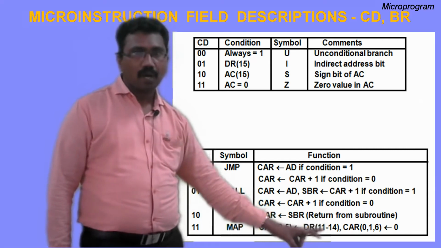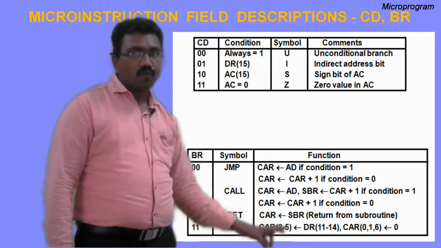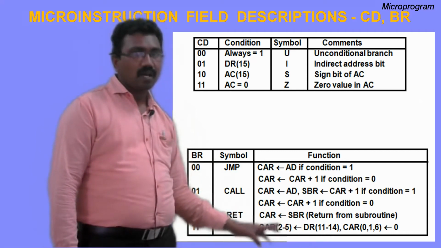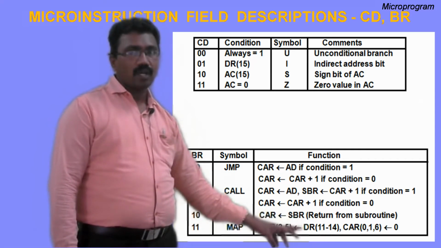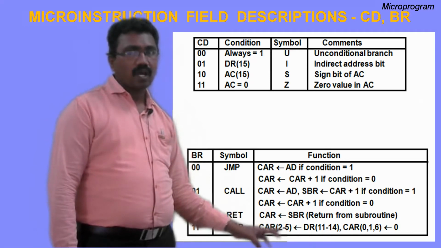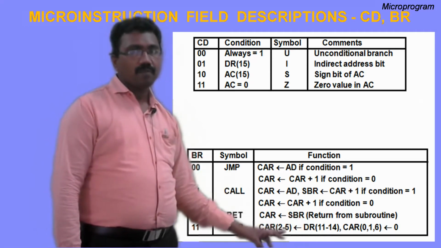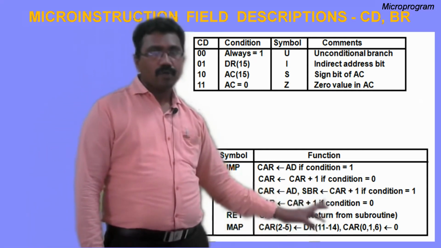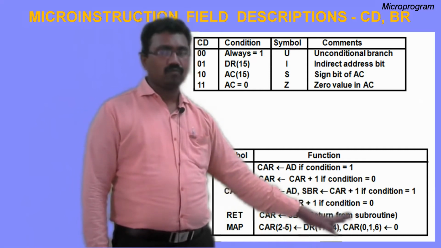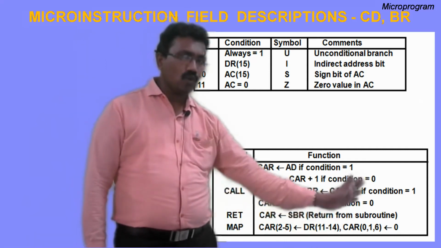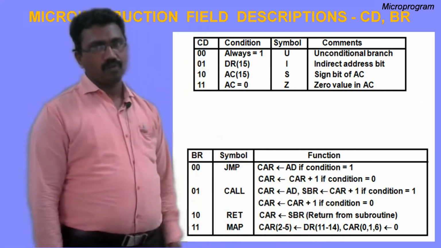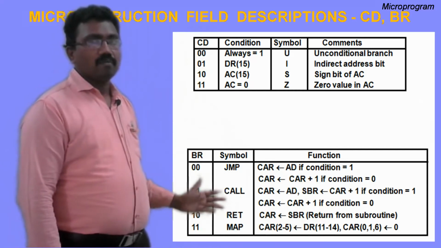These opcode bits are copied to CR bits 2, 3, 4, 5. That means the 11th bit of DR is copied to the 2nd bit of CR, the 12th bit of DR to the 3rd bit of CR, the 13th bit of DR to the 4th bit of CR, and the 14th bit of DR to the 5th bit of CR. At the same time, the rightmost 2 bits, the 0th bit and first bit, are set to 0, and the leftmost bit, the 6th bit, is also set to 0. That's about the definition of the branch field.